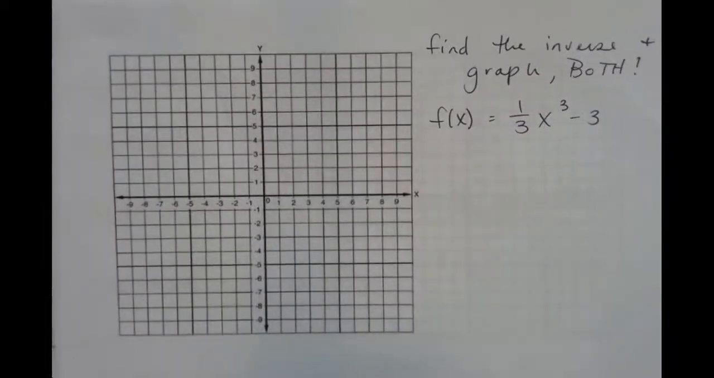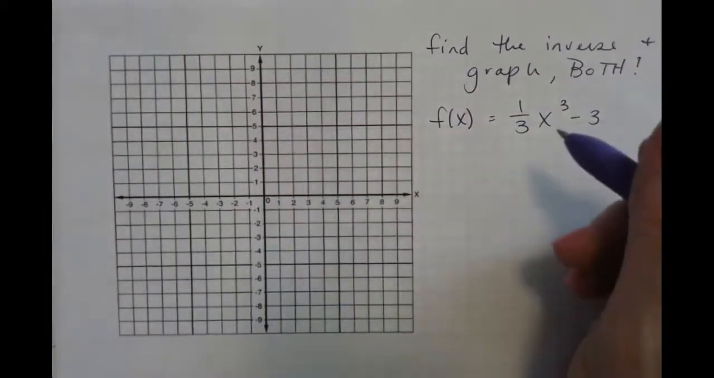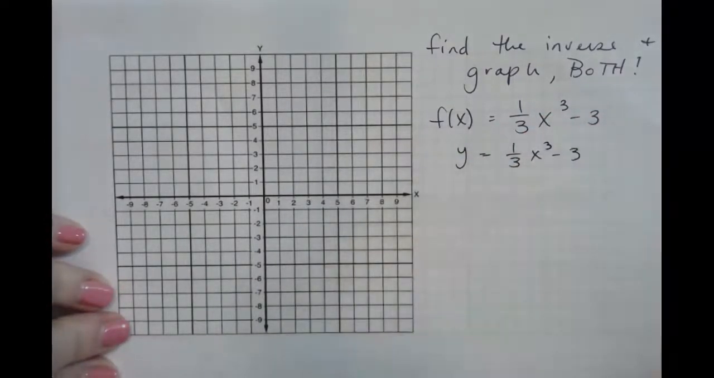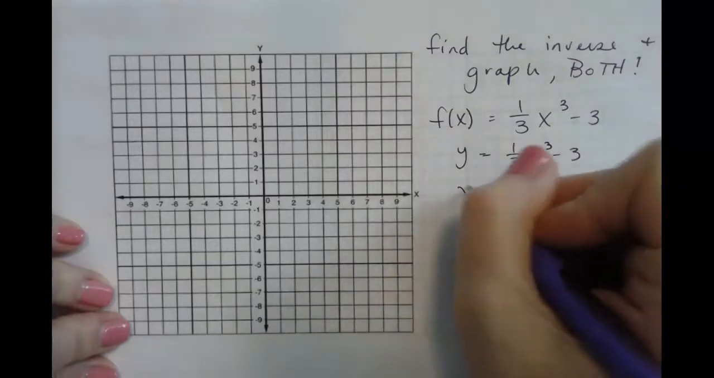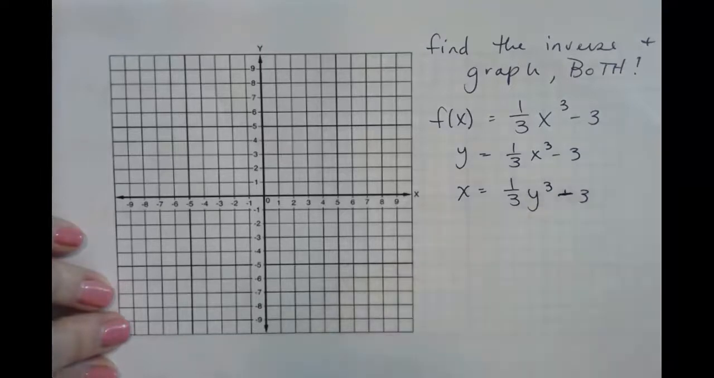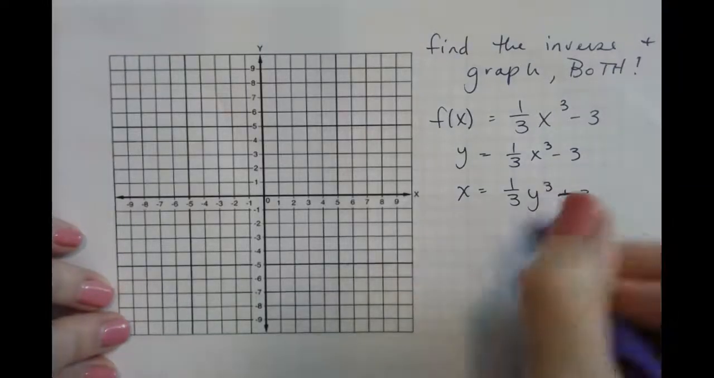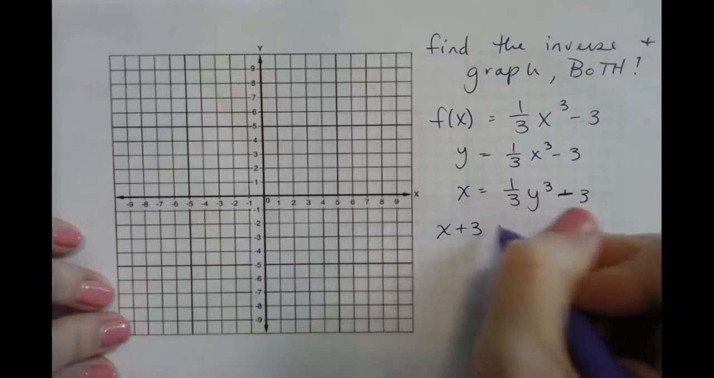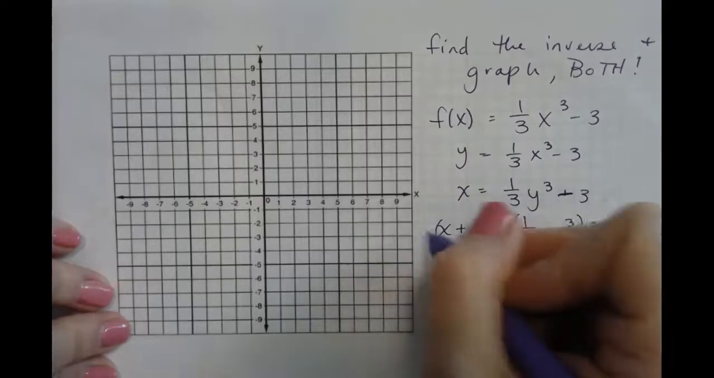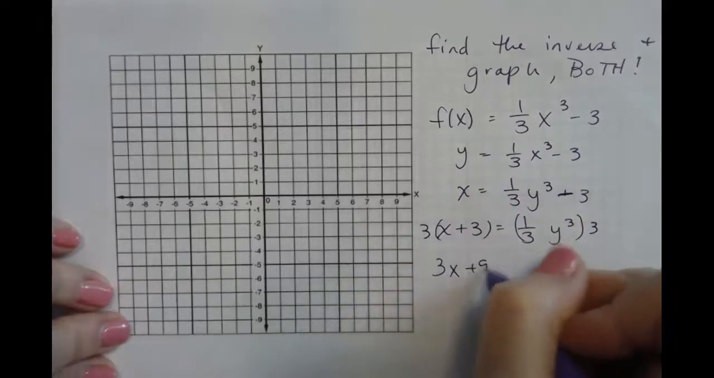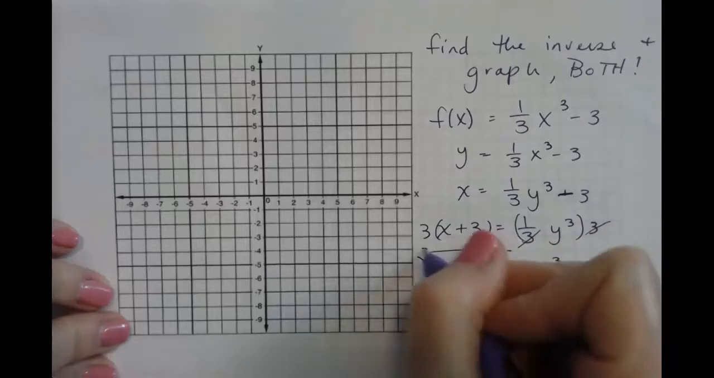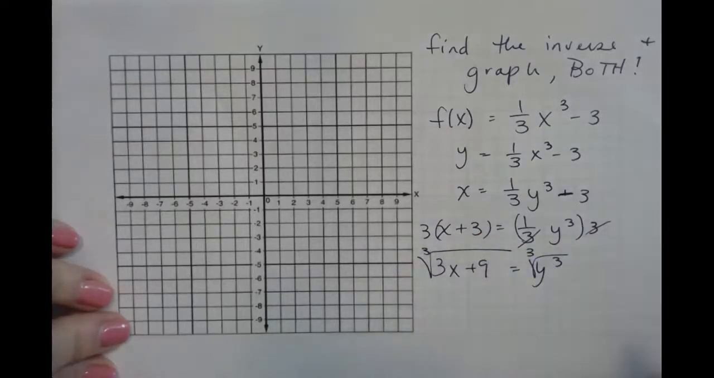So first step, replace f of x with y. Y equals 1/3 x cubed minus 3. Switch the x and the y. X equals 1/3 of y cubed, minus 3. All right, add the 3 over. X plus 3 equals 1/3 y cubed. Multiply both sides by 3. 3x plus 9, cancel, cancel, equals y cubed. And then undo that cube by taking the cube root.